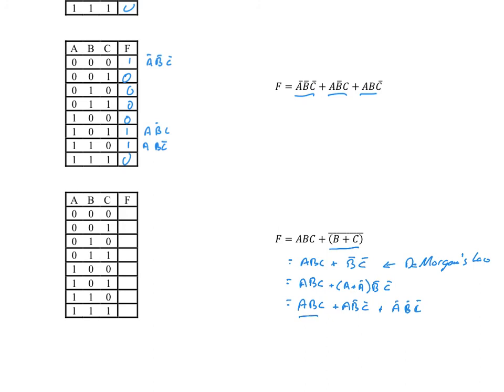So A, B, C is this A, B, C. A, B bar, C bar is going to be A, B bar, C bar. And then A bar, B bar, C bar, that's this one, A bar, B bar, C bar. And the rest of them would be 0. Okay, that's quiz 32.